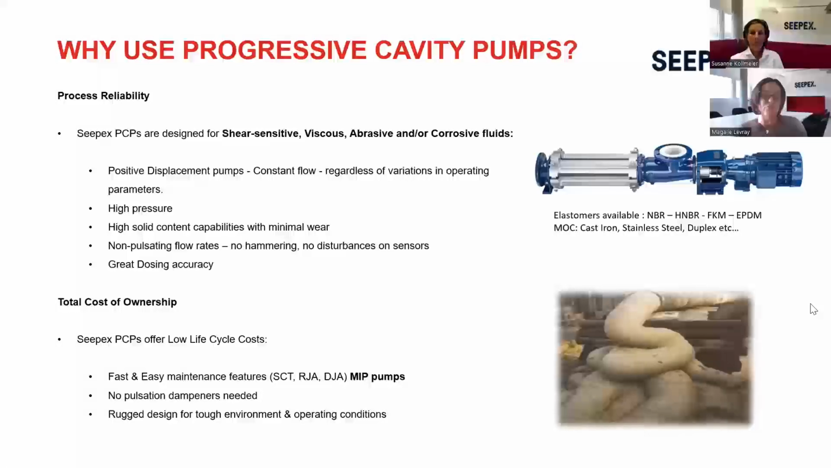Indeed, because we have no pulsation, as I said earlier, no pulsation dampeners are required, which is convenient, especially when we're dealing with abrasive slurries. And PCPs also have a really rugged design, totally adapted to the tough environment and operating conditions typical of mining and quarrying.